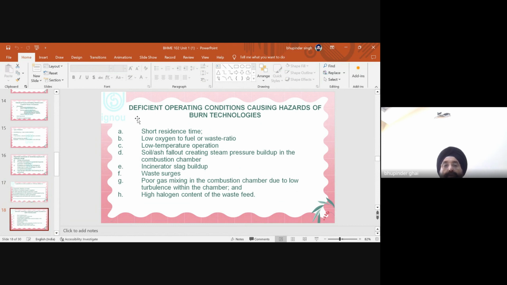Now we'll talk about deficient operating conditions causing hazard for burn technology. As you know, biomedical waste is treated by incinerator. So the incinerator is using burn technology. The person who is working at the incinerator is exposed to hazards because of the fire which is there in the incinerator.